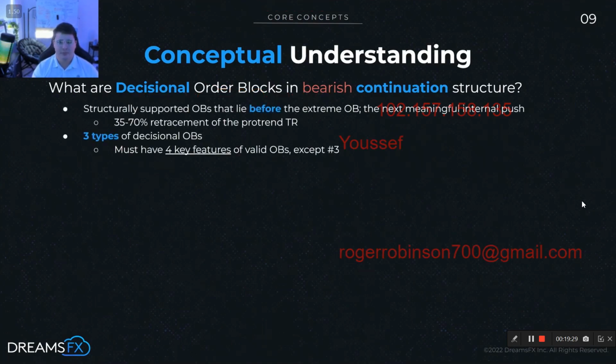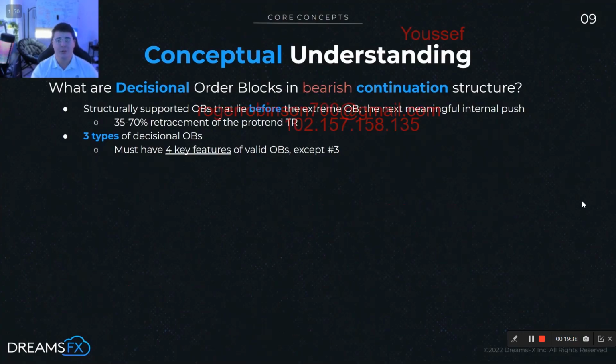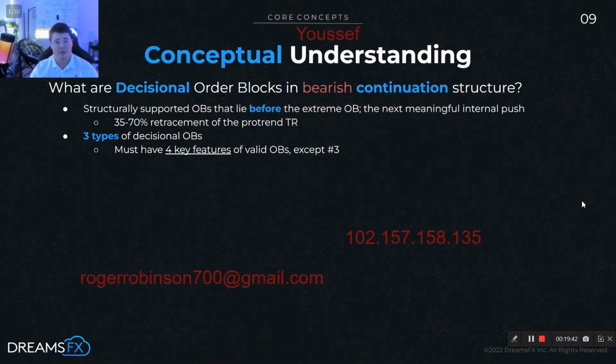Similarly to bullish continuation structure, bearish order blocks lie before, and always will, they lie before the order block. And when I say before, I mean when you're looking at things structurally, as price is coming back into the range, that decisional order block is lying before that order block when price is coming back into the range. And I'll explain here in just a moment.